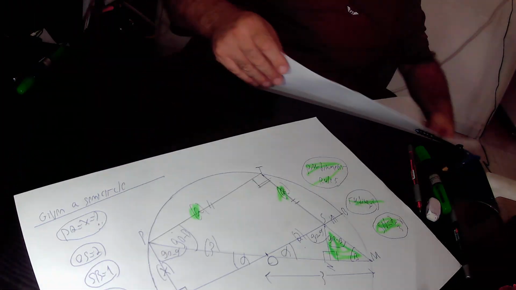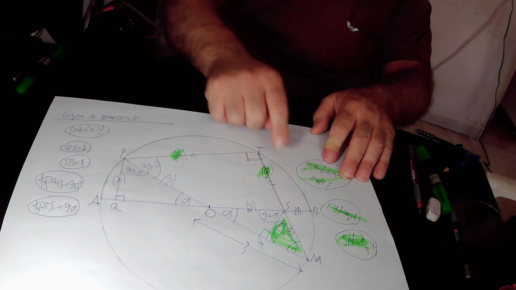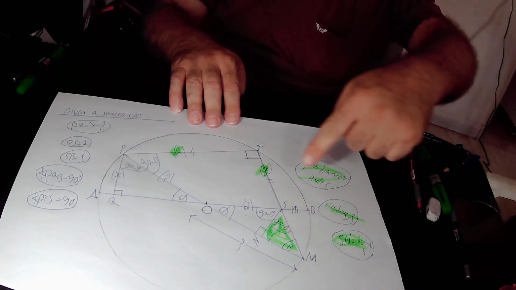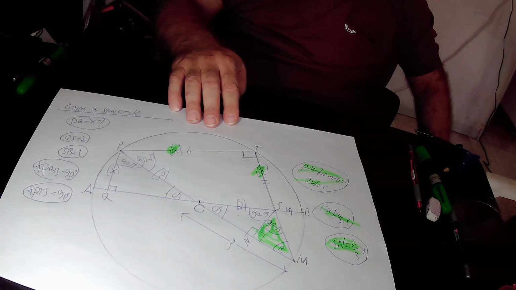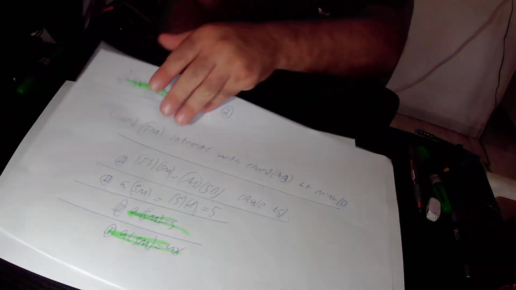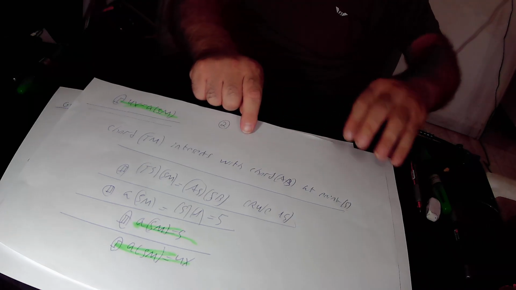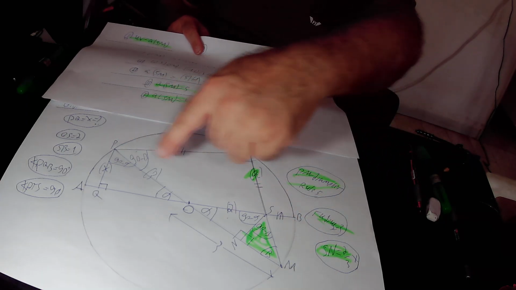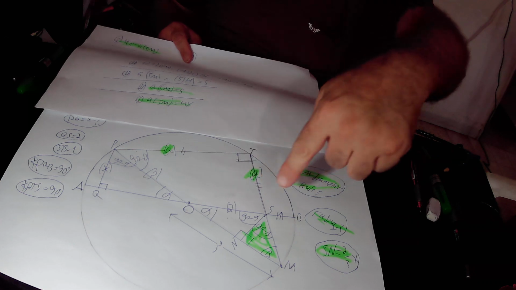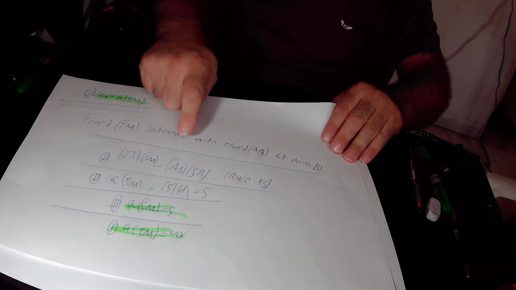In our drawing, chord TM intersects with chord AB at point S. So all the requirements of Rule 15 are satisfied, and therefore we can implement Rule 15. And again, in our original drawing, chord TM intersects with chord AB at point S. So according to Rule 15, the following equation is true: TS times SM equals AS times SB.